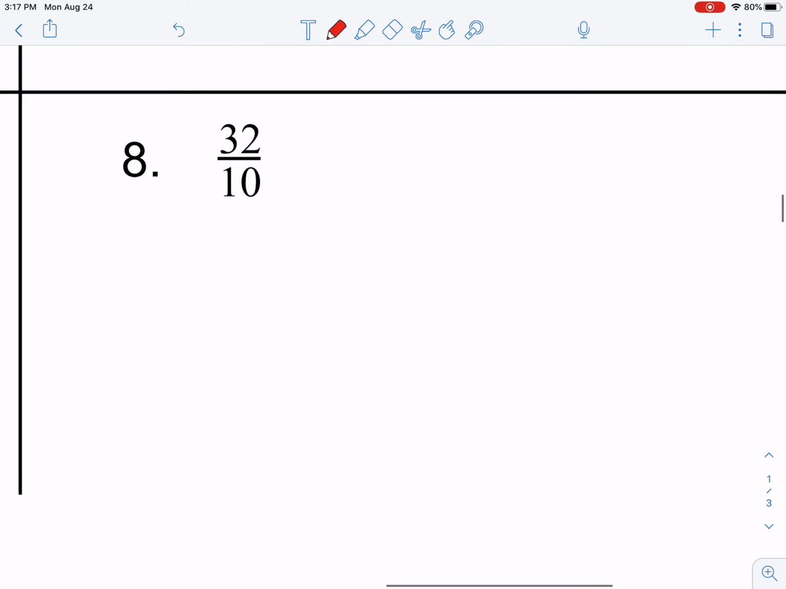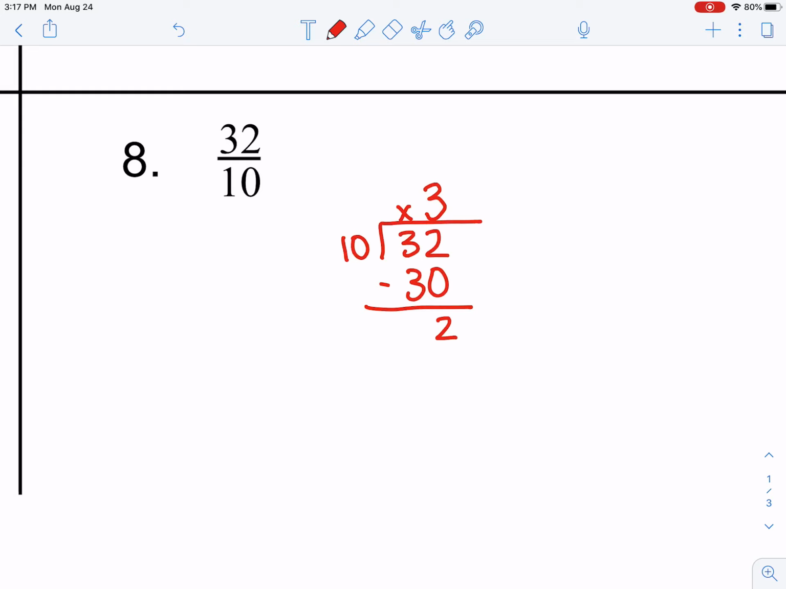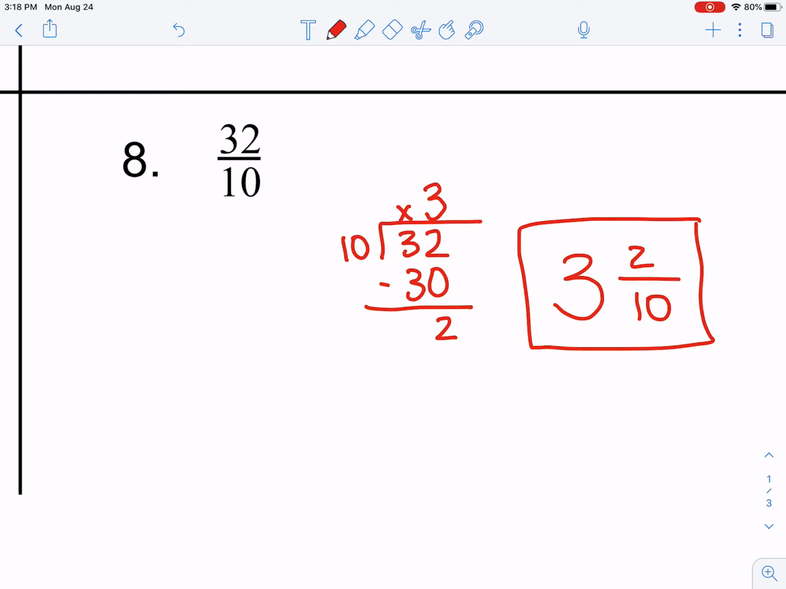32 over 10. So again, you're going to divide in order to convert it into a mixed number. 10 goes into 32 3 times. 10 times 3 is 30. And you get a remainder of 2. So again, your whole number is the top number, 3. Your remainder is your numerator. And then your denominator stays the same. 3 and 2/10 would be the mixed number.